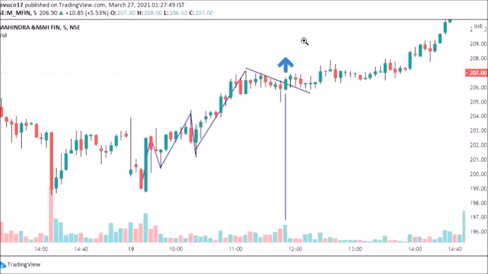Now if you want to play very safe, then you can just exit half quantity when 1:1 RR is met, and then you can go on trailing the stop loss, or you can exit half quantity at 1:1 RR and another half quantity when 1:2 RR is met. Let's check out another example.